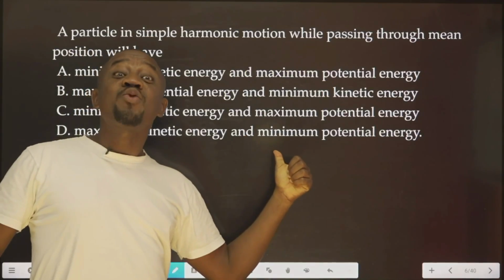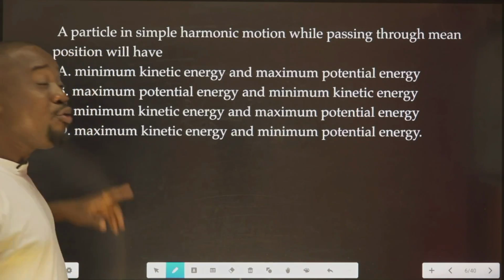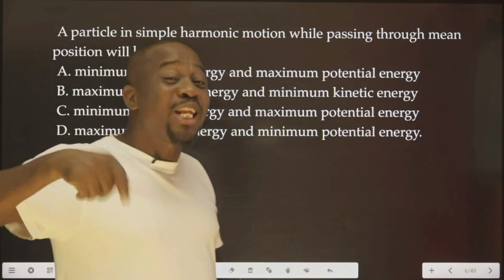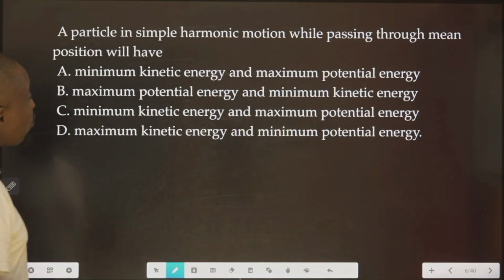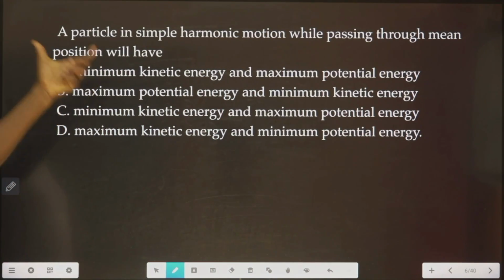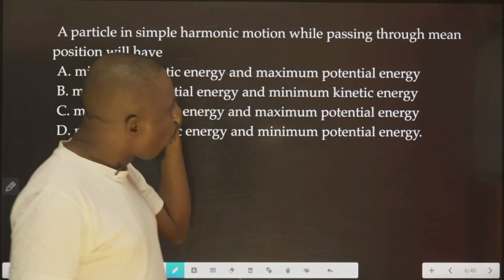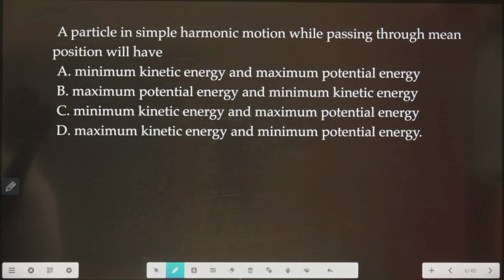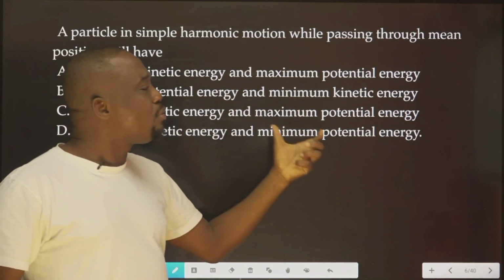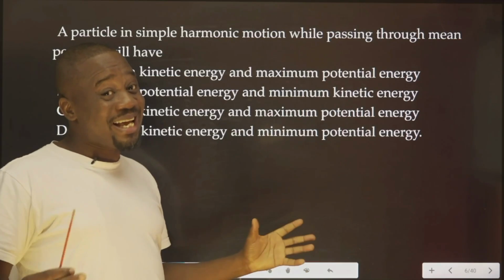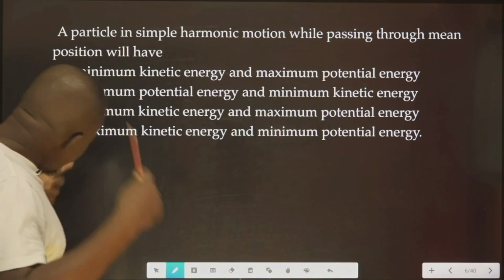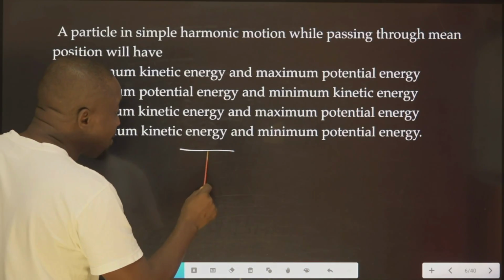Okay? Look at this question. If you have been following me, you will see that there are a lot of repetitions. This is also a repeated question because they are saying a particle in simple harmonic motion, while passing through the mean position, has minimum kinetic energy and maximum potential energy. With this, I will stop. I'm not saying A is the answer. I'm not saying A is not the answer. I need to remember this harmonic motion.